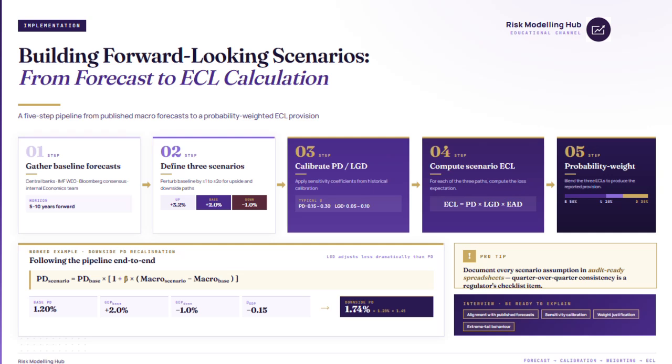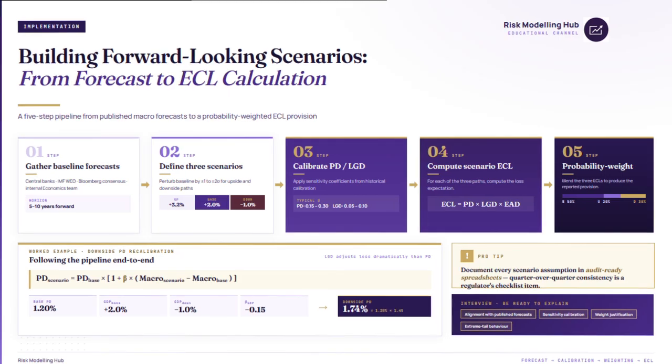The example illustrates a baseline PD of, say, 1.20%, adjusted upwards to 1.74% under the weighted scenarios, right? So from a base of 1.2, it rises to 1.74%. The key takeaway here is that every ECL provision must be supported by documented scenario assumptions, calibrated provisions, and audit-ready spreadsheets. And that's what regulators expect from you.